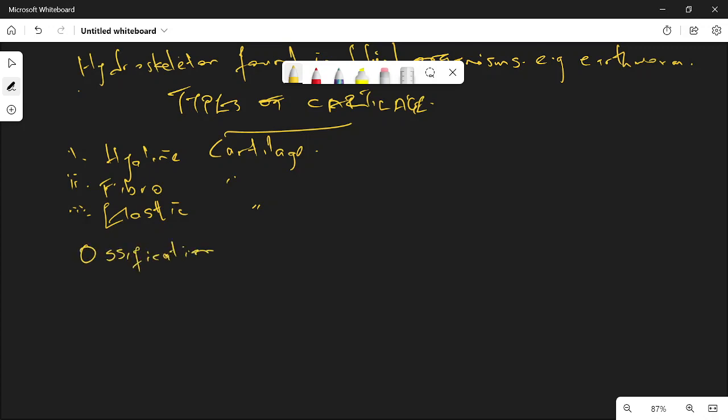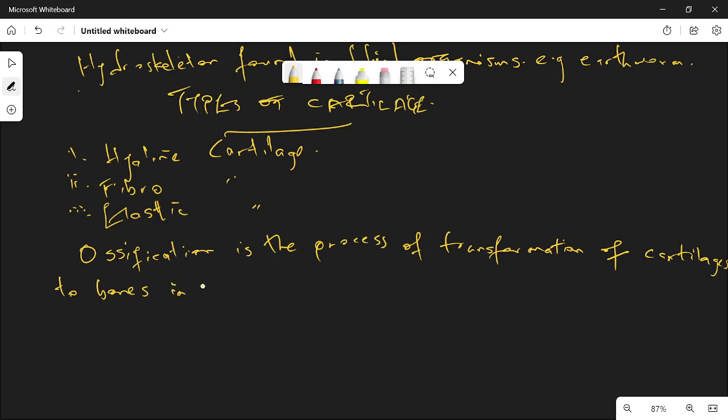Ossification is the process of transformation of cartilages to bones in organisms. The process of transformation of cartilages to bones in organisms is what we refer to as ossification. And then we talked about the bones as well.